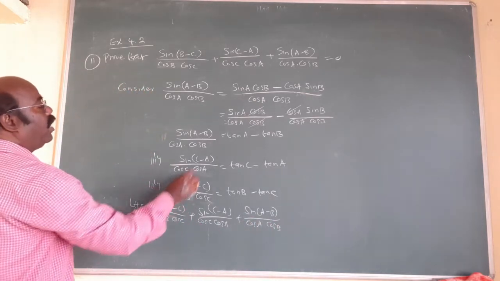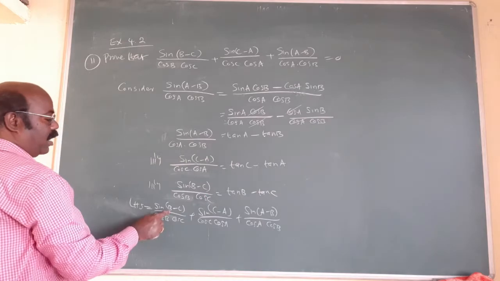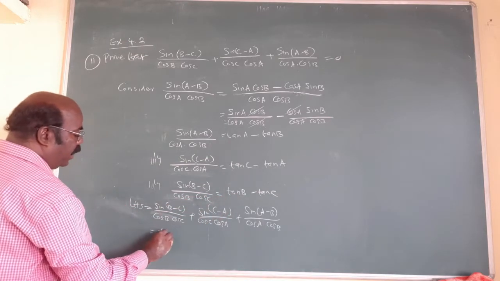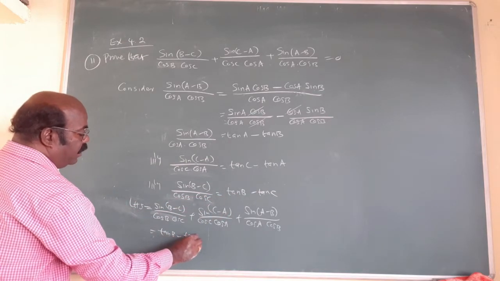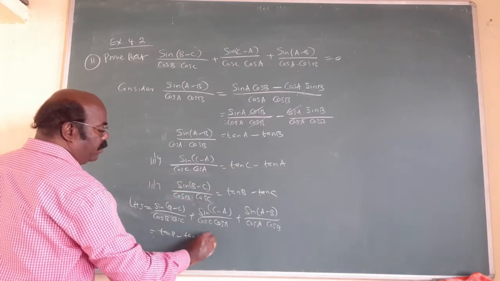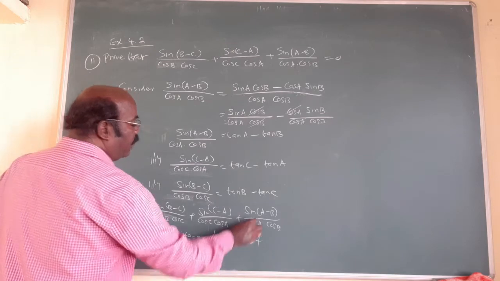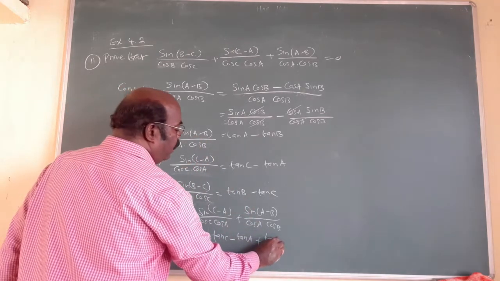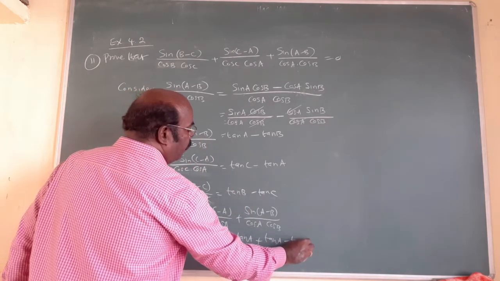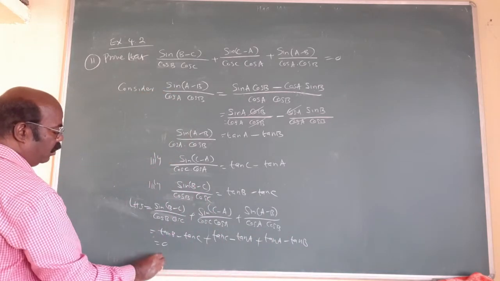This first one is what? Tan b minus tan c. Next one is what? Plus tan c minus tan a. The last one is tan a minus tan b. All come to be cancelled, we get 0. That is the answer.